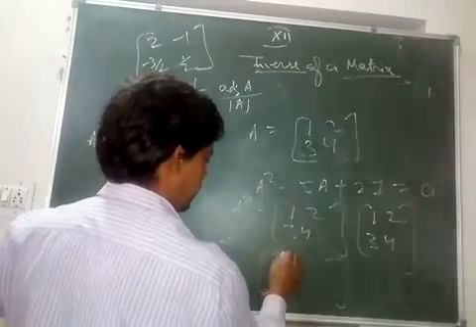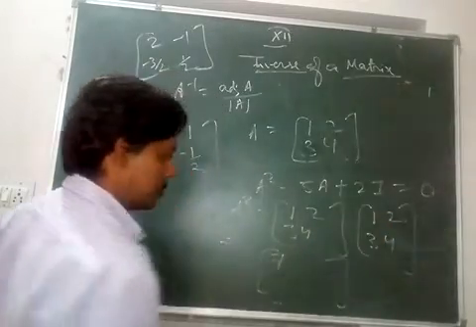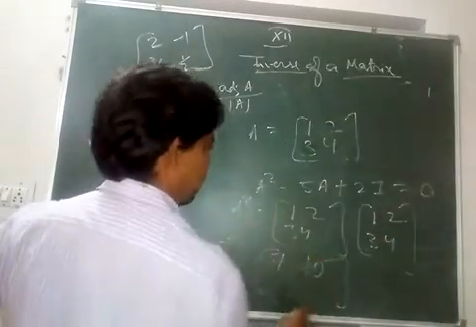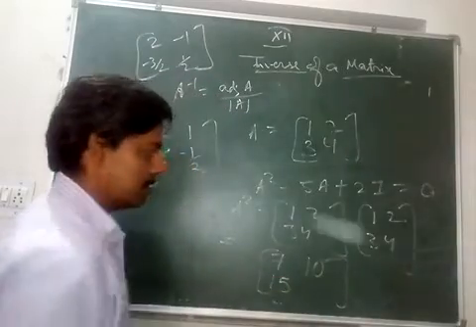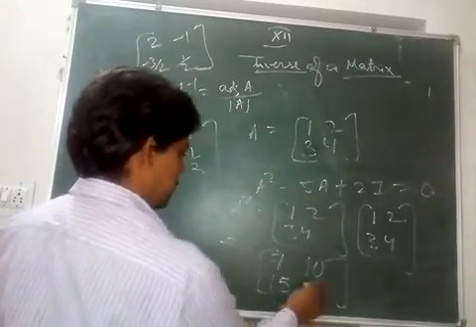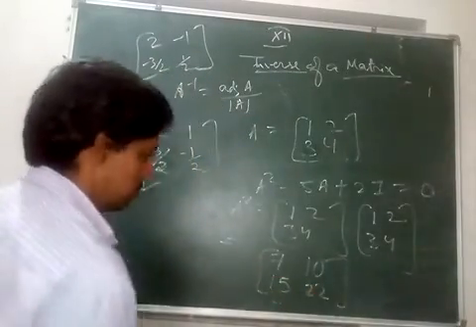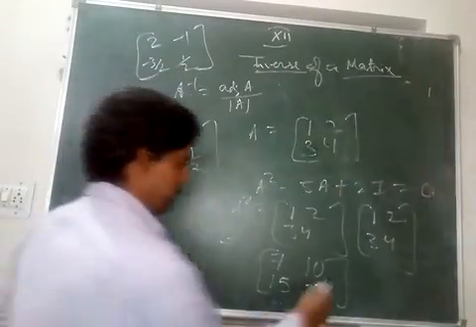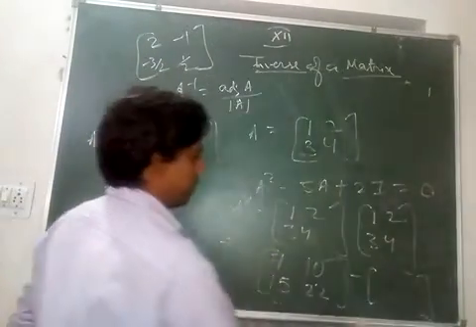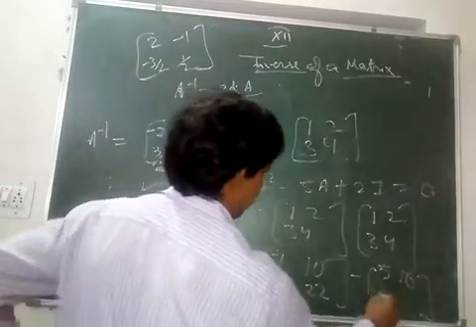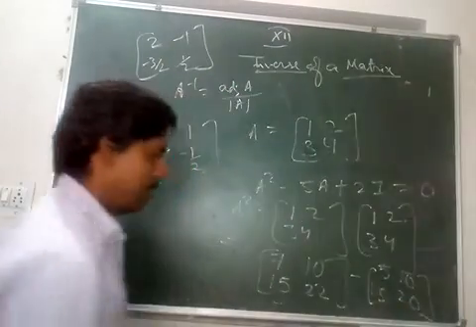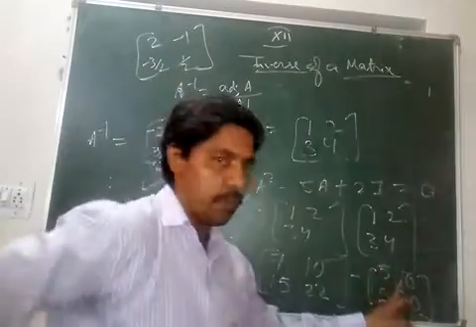1 into 1 plus 2 into 3 it is 7. This is 1 into 2 plus 2 into 4, 10. This is 3 into 1 plus 4 into 3, 15, and 3 into 2 plus 4 into 4, 22. So A square is this. So what is 5 times A? Minus 5 times A is 5, 10, 15 and 20. And you get 7 minus 5, 2.